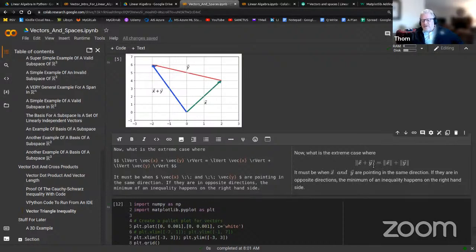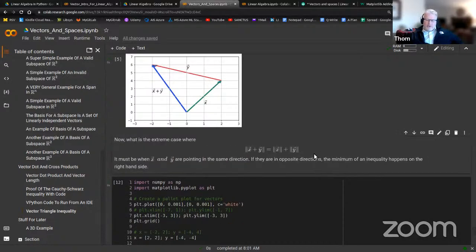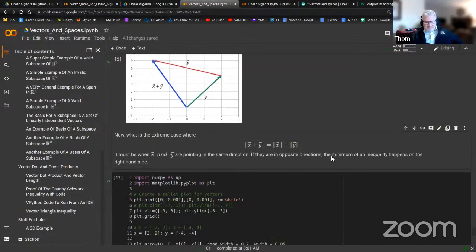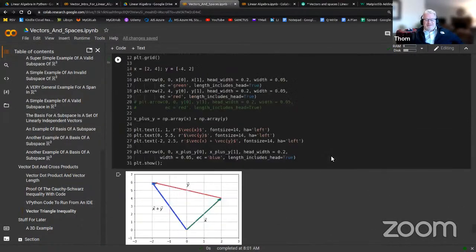where these have to be pointing in the same direction. If they happen to be pointing in the opposite directions, that's the case where this has hit a minimum. When they're pointing the same direction, that's the case where this has hit a maximum. So I don't know that that's important to add to the, I don't think they're going to say the min and max condition of the triangular inequality principle.